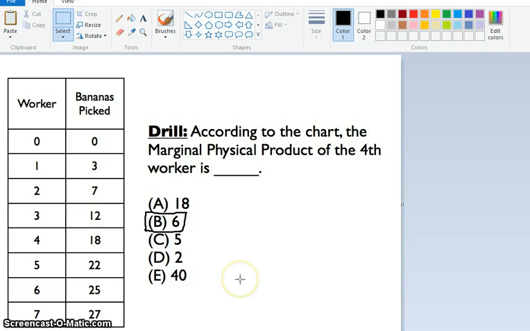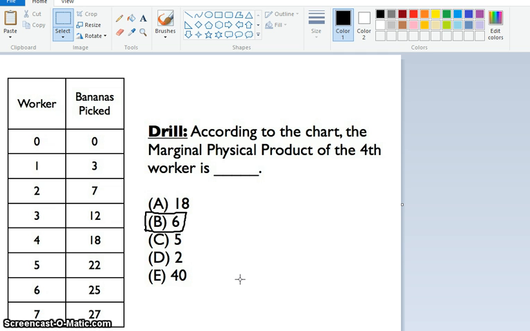All right, I'm going to be very blunt here. I'm going to give you the answer, and if you have trouble with it or don't understand it, I'm going to put it on you to figure it out here. So the marginal physical product of the fourth worker, the MPP of the fourth worker, is 6 bananas. All right? It's up to you to figure out. If you don't understand that, give me a call, let me know.